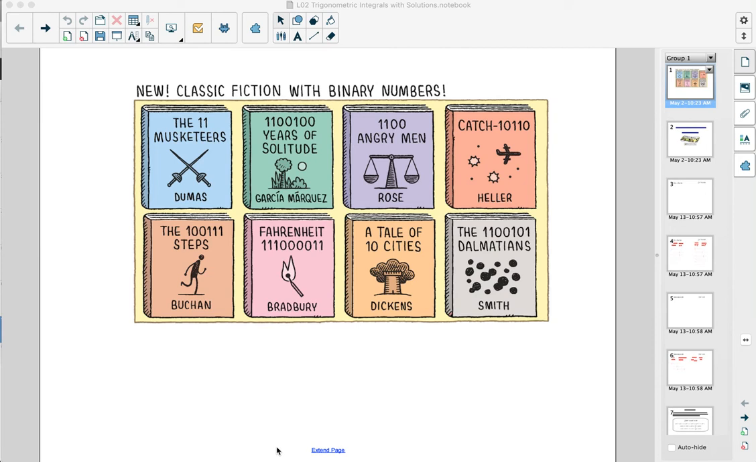Welcome back to GLS4OM. We're continuing our foray into Unit 7, Techniques of Integration. Last lesson we covered integration by parts.